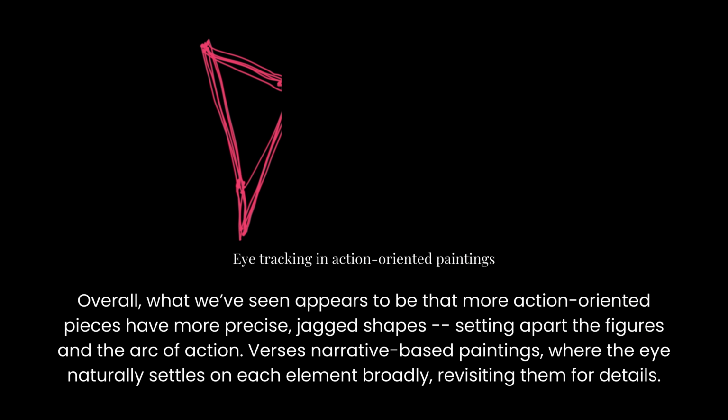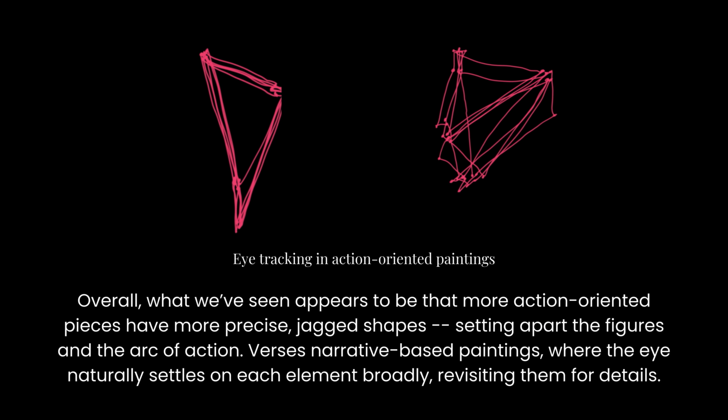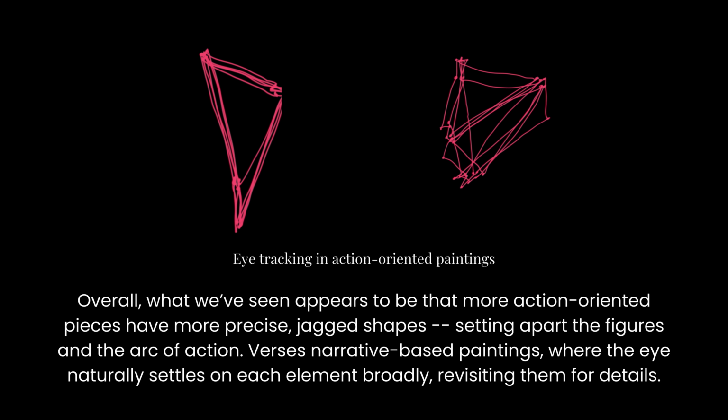Overall, what we've seen appears to be that more action-oriented pieces have more precise, jagged shapes, setting apart the figures and the arc of action, versus narrative-based paintings where the eye naturally settles on each element broadly, revisiting them for details.